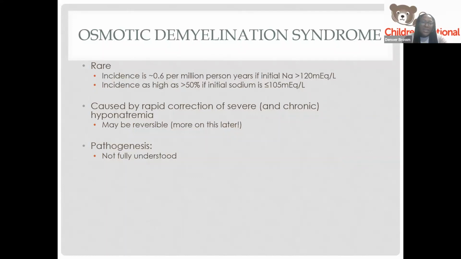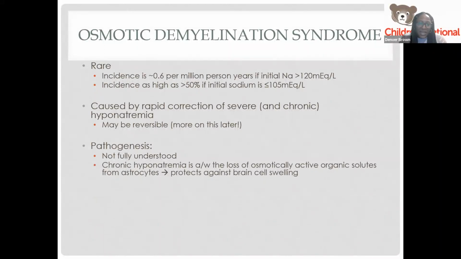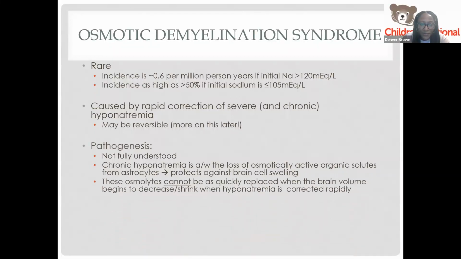It's possible that even if a patient were to experience osmotic demyelination syndrome, it may be reversible. If we have time, I can give you some data on recent studies about that. And we don't really understand the pathogenesis of osmotic demyelination syndrome. However, we think that chronic hyponatremia is associated with the loss of these osmotically active organic solutes from the astrocyte cells in the brain, and that protects against brain swelling.